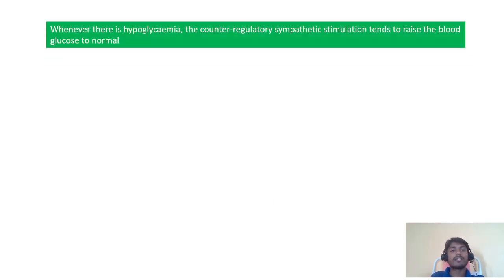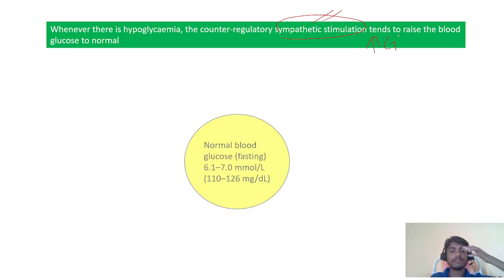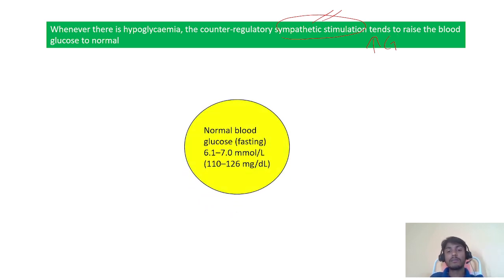Whenever there is hypoglycemia, the counter-regulatory sympathetic stimulation tends to raise the blood glucose to the normal level. If the blood sugar level is reduced, the sympathetic system is activated in our body, thereby increasing the blood glucose level. The normal fasting blood glucose level is 6.1 to 7 millimole per liter, or 110 to 126 mg per deciliter. So this is the normal blood sugar level.